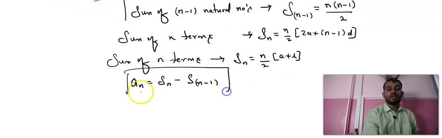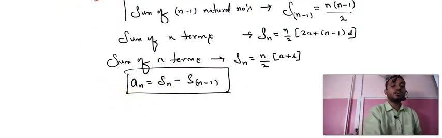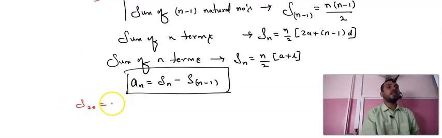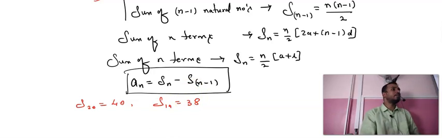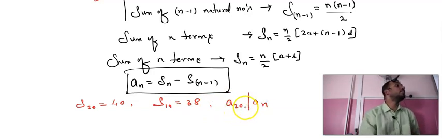This is a very important question. Please do not miss this part. They may give an example, I am just telling. They have given the sum of 20 terms, value is something like 40. Sum of 19 terms, maybe they have given some value like 38. They may ask you to find the 20th term, or the nth term.